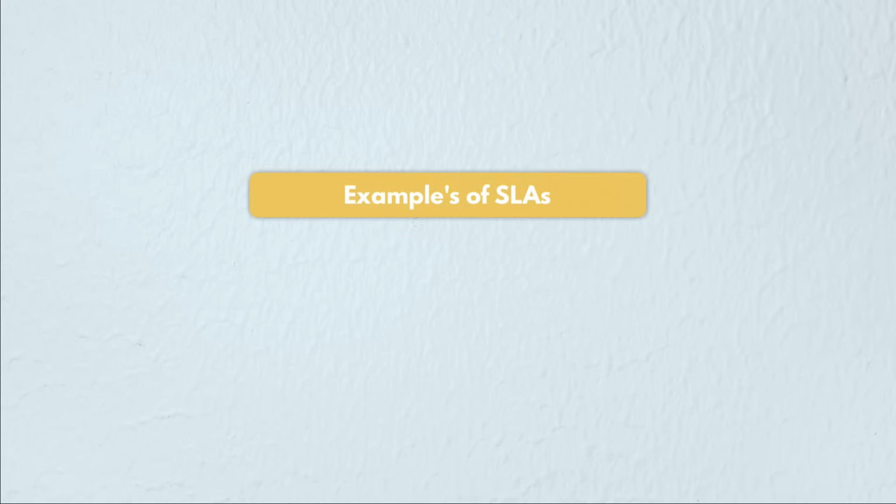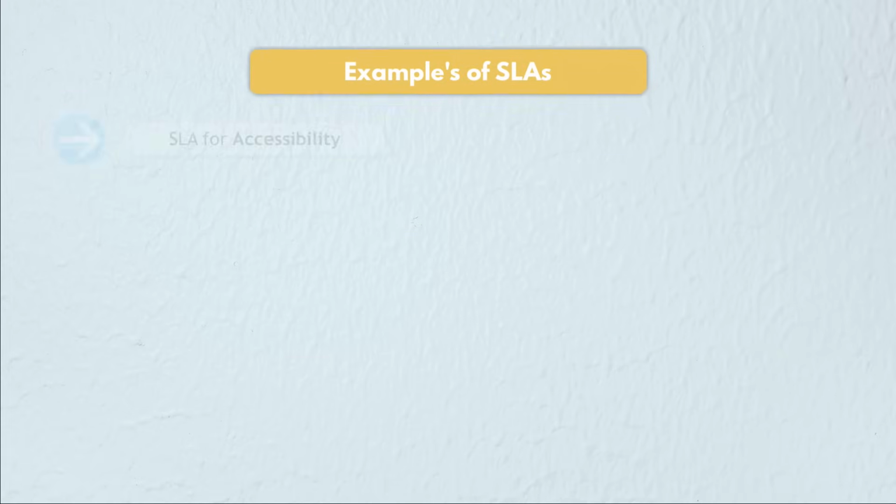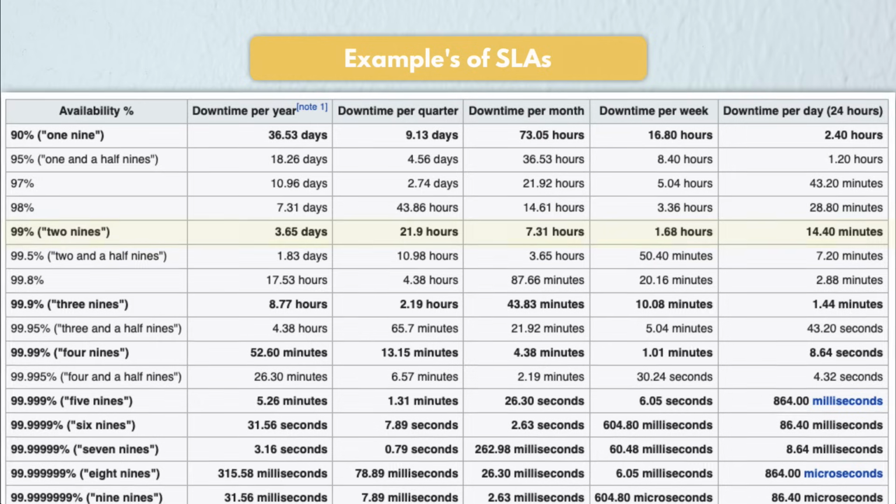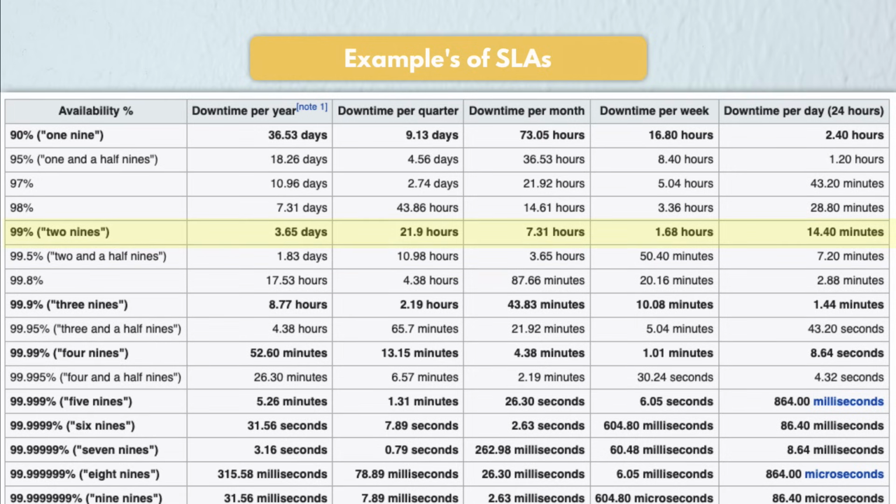Now, what is an example of an SLA? You define a service level agreement about the accessibility of your application. So for example, a 99% SLA for application accessibility would mean that the system can be down maximum 3.65 days in a year. An SLA with 5 nines, or 99.999%, allows an application to be inaccessible maximum 5 minutes a year. So the rest of the time it should work.